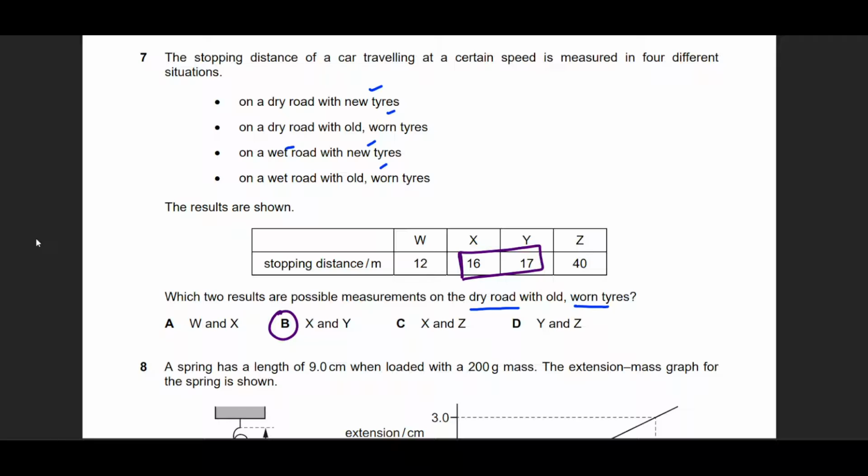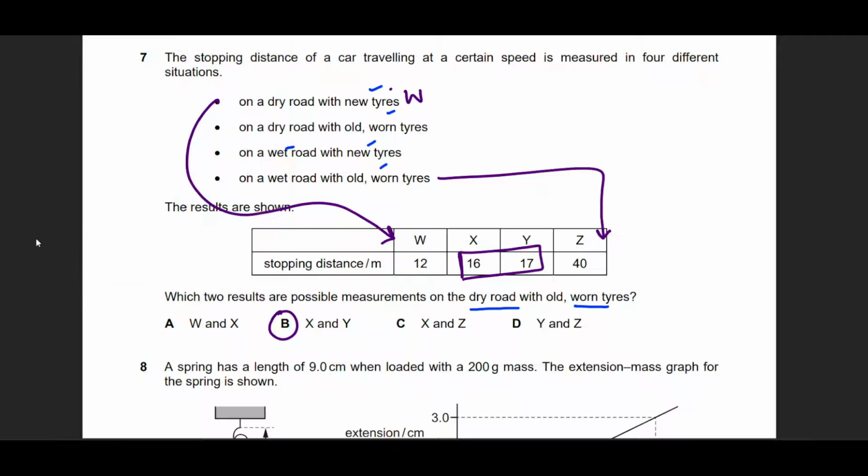But there is a problem. Some students may argue, what if we categorize all of the situations? First condition, dry road, new tires, the best possible condition. This is our case W, when everything is fine, when everything is ideal. And on the wet road with old tires, this is your situation Z. Okay, fine.